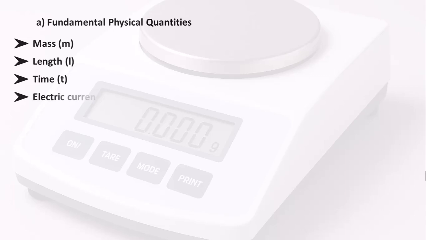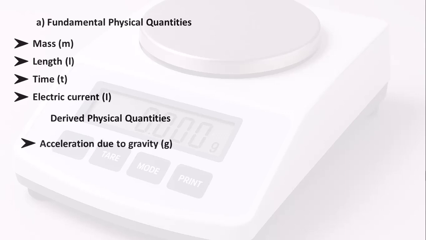Electric current, I, only if the scale uses electronic sensors like strain gauges or load cells. Derived physical quantities. These quantities come from combinations of the fundamental units and are essential for calculations and calibration. Acceleration due to gravity, g, used to convert force to mass.